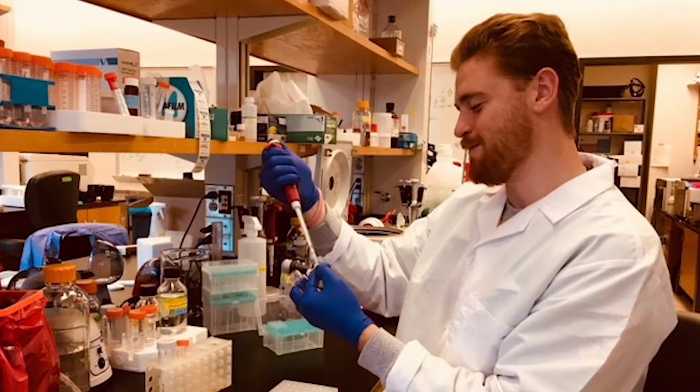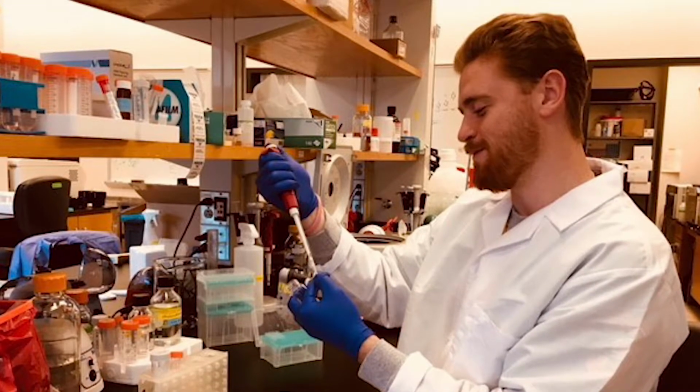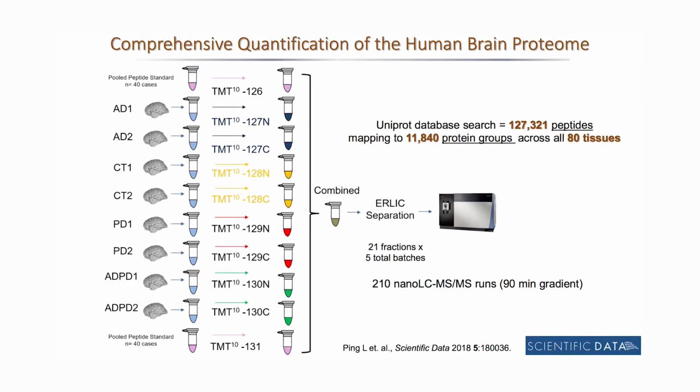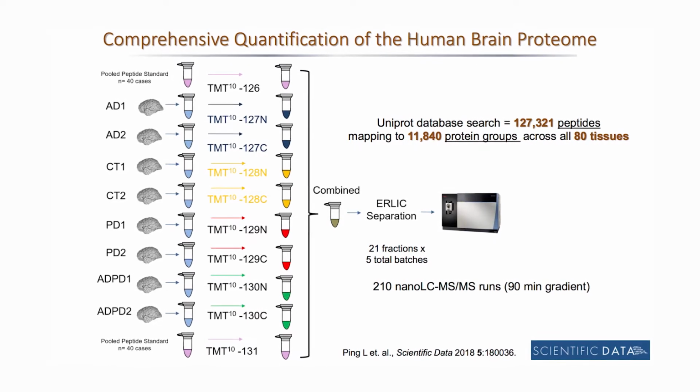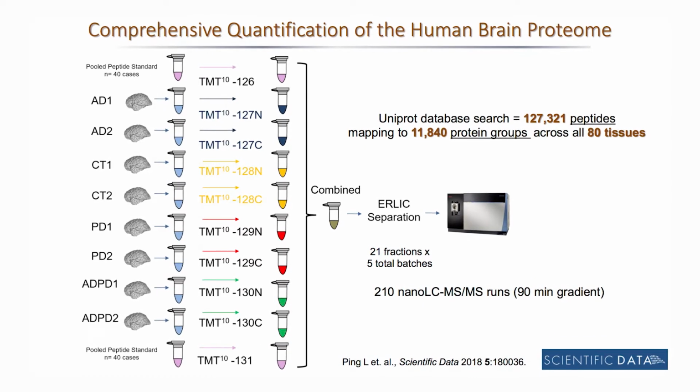And with these pooled standards that you dedicate one of your TMT channels for, you can better control for batch drift and signal intensity across samples. Because we're looking for as many individual proteomes as possible, the ability to do 10 samples simultaneously, or at least 9 when you have one of the channels dedicated to a standard, allows us to get at the power that we'll need to look at individual trajectories of proteomic changes in biofluids collected from living patients.